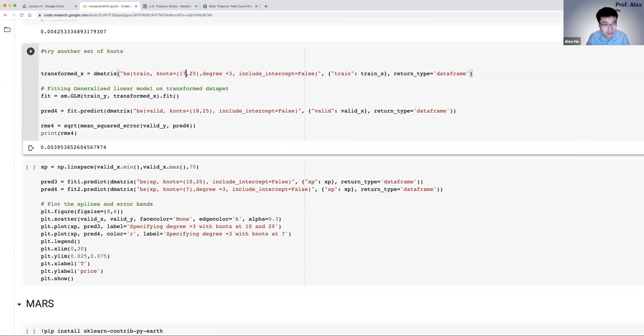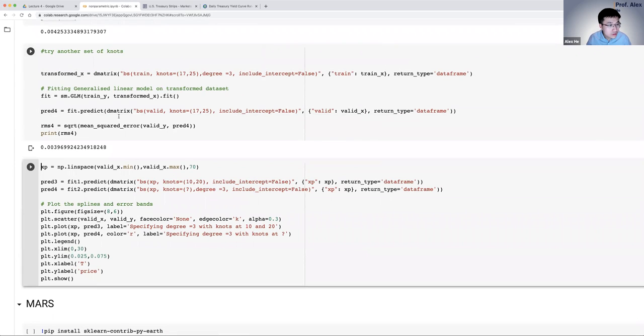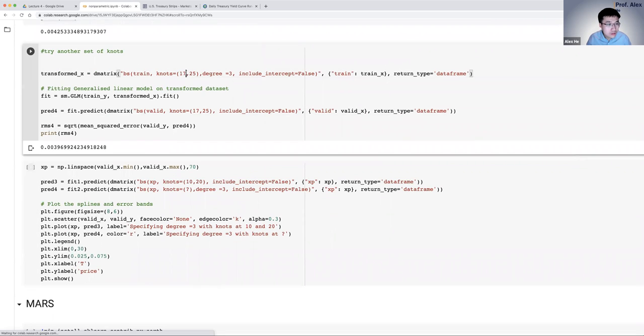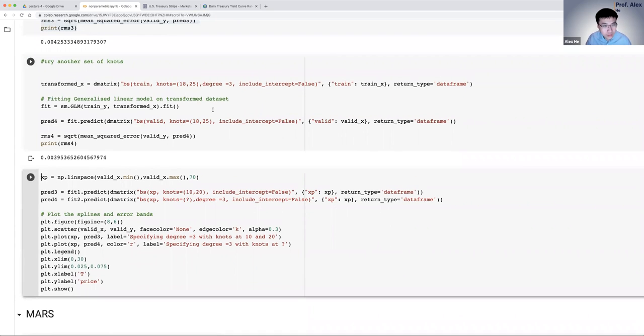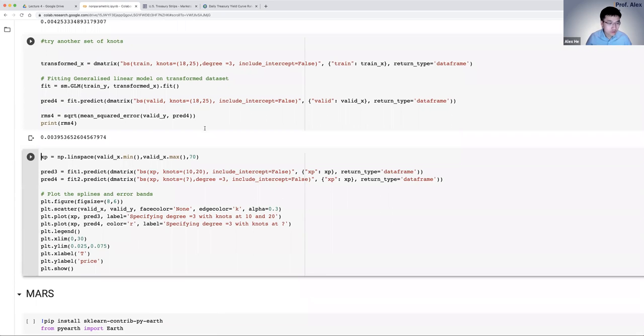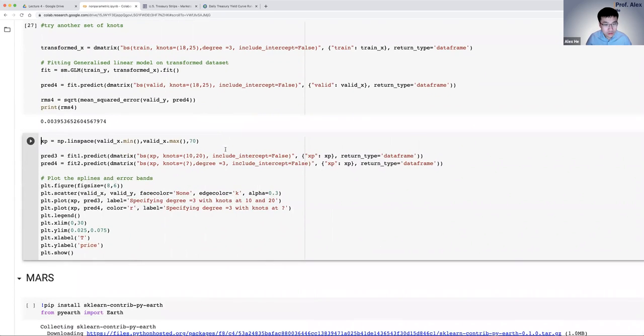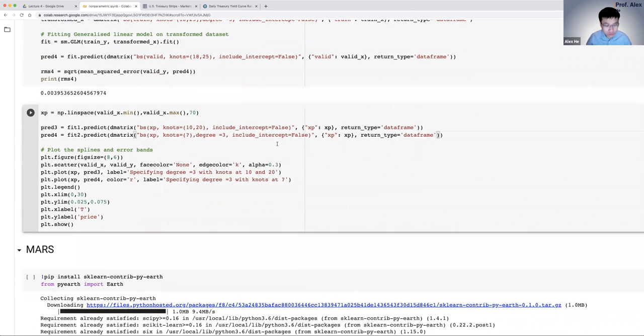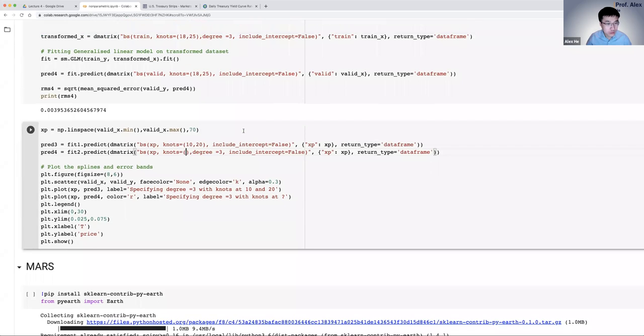Let's just try 17 and see if it's different. Okay, it's about the same. I think 18 is actually better. Okay, so now we can also plot those functions. The second set of points we pick is 18 and 25.